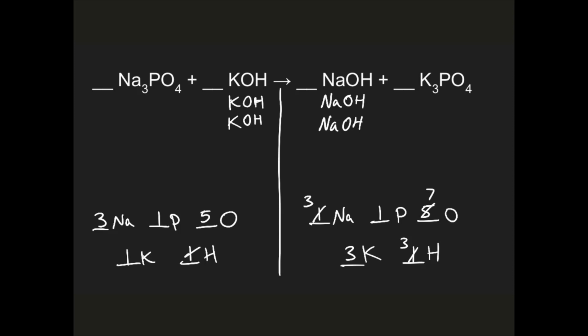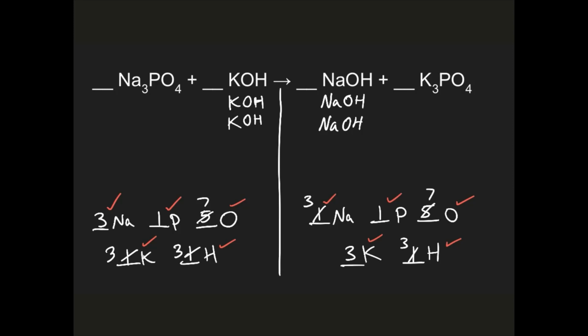So now I've got 3 hydrogens. Notice I also have 2 more potassiums, which would be 3. And I added 2 more oxygens, which makes 7. So now let's look and check. I've got 3 sodiums on both sides. I've got 1 phosphorus. I've got 7 oxygens, 3 potassiums, and 3 hydrogens. So I am done. So now what's the last step?